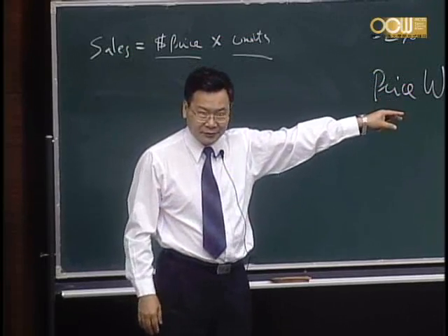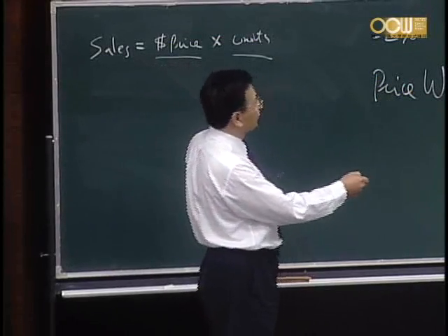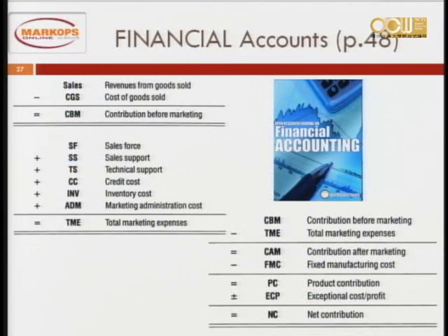your financial statement. So the first one will be sales, minus cost of units sold. Right? So I will tell that later, where's the unit cost. So this one, we call it contribution before marketing. And I said that we have 2 marketing decisions. So we have minus sales force, sales support, technical support, credit cost, and yes, a little bit of inventory cost and marketing administration cost. All together, they call it total marketing expenses.